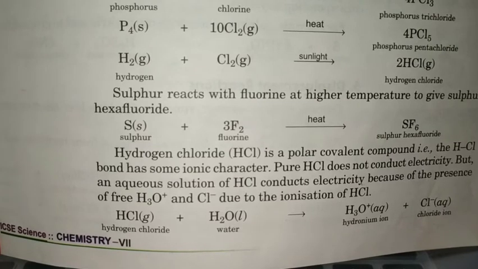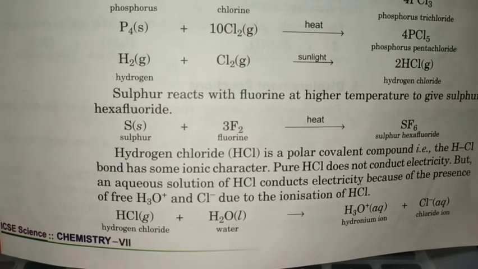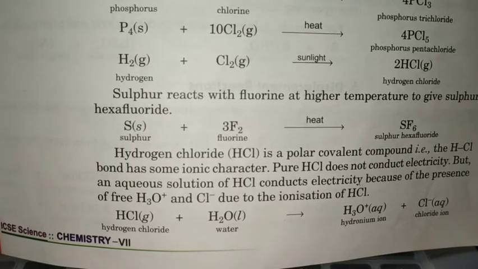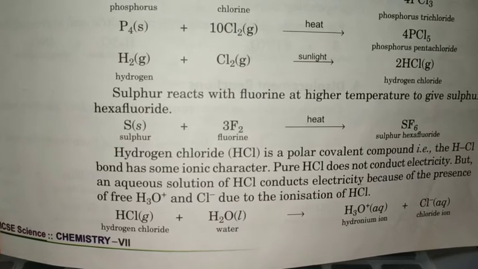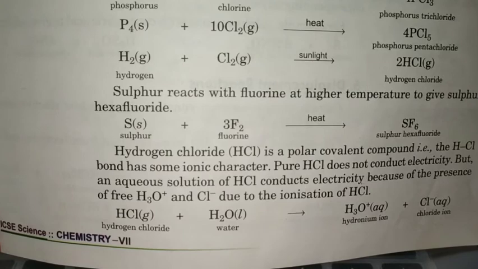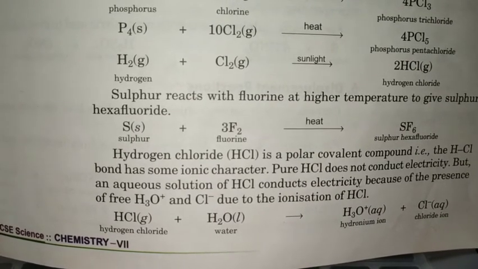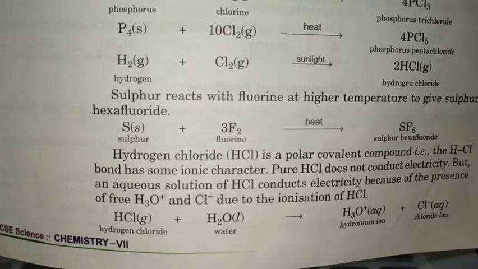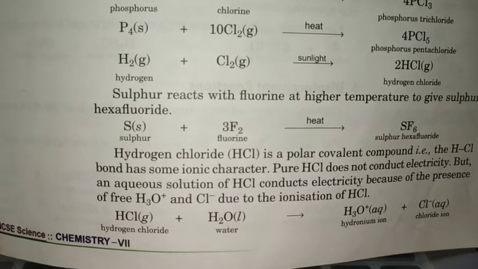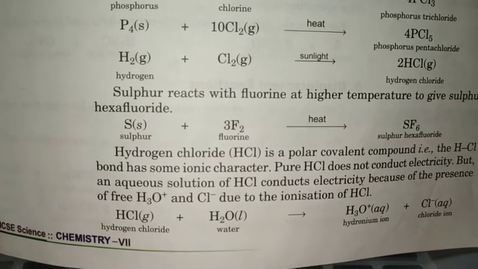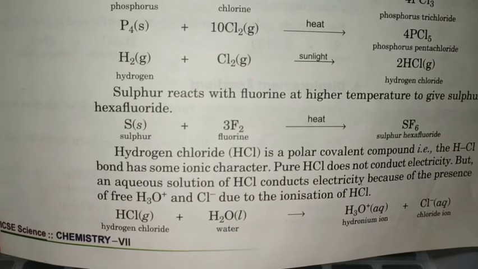Cl has a partial negative charge and H carries a partial positive charge. So pure HCl does not conduct electricity. But an aqueous solution of HCl conducts electricity because of the presence of free ions, that is H3O plus and Cl minus, due to the ionization of HCl.